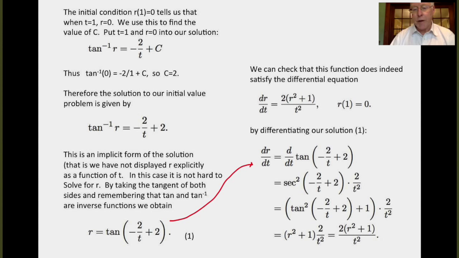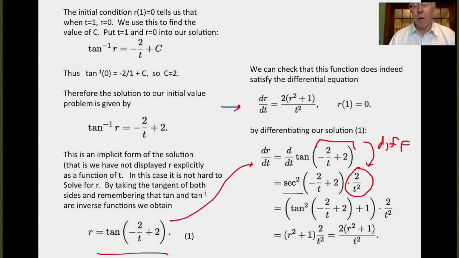So here's dr dt. When I differentiate tangent, I get secant squared of minus 2 over t plus 2, and then by the chain rule times the derivative of what's inside there. And so when I differentiate this part, I get the 2 over t squared. Now, this doesn't really look much like our differential equation, but as is often the case, if we know enough identities or are willing to do some algebra, we can make this work.